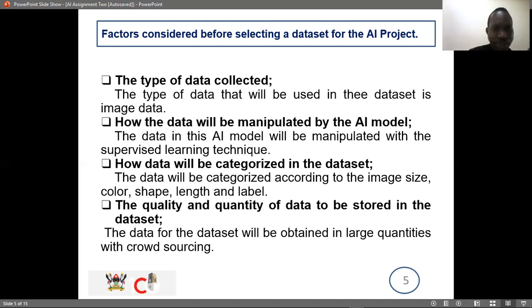And the last one is the quantity of data stored in the database. To prevent issues of biased models, I have to use a large dataset. It should be large so that I can prevent those problems. The data I obtain in large quantities will be gathered through crowdsourcing, and through crowdsourcing, I believe I'll get more and more data.